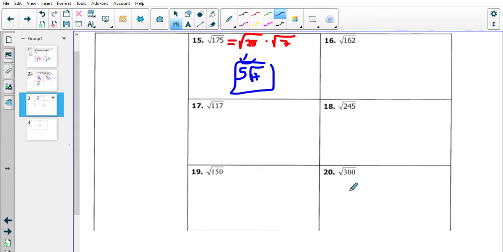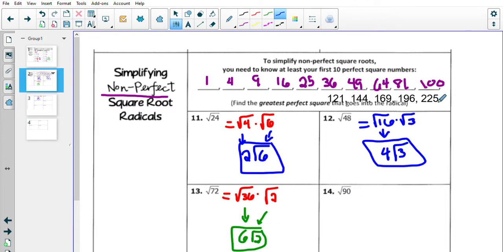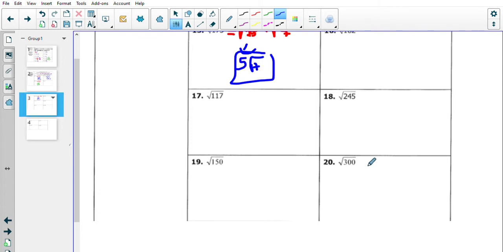Okay, I can use 300. I'm going to start with 300. Can't divide it by 225. Can't divide it by 196 or 169, 144, 121, but I can divide 300 by 100. It's 100 times 3. So the square root of 300 becomes the square root of 100 times the square root of 3. 100 is the 10th number in my list, so the square root of 100 is 10, and the square root of 3 follows down.